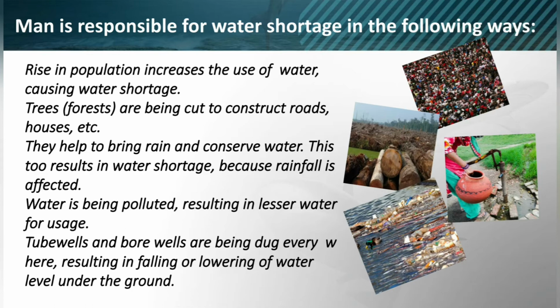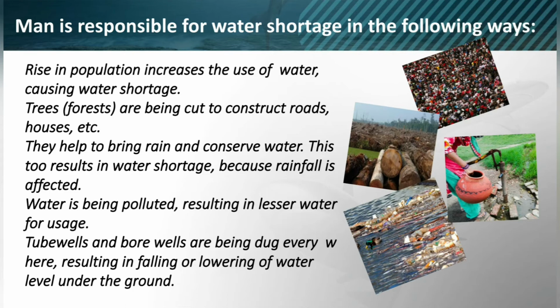Next is trees. Forests are being cut to construct roads, houses, etc. They help to bring rain and conserve water. This too results in water shortage because rainfall is affected. So students, because of deforestation, we are facing the shortage of water because trees are very helpful to conserve the water and they also affect the rainfall. Next is water is being polluted, resulting in lesser water for use.